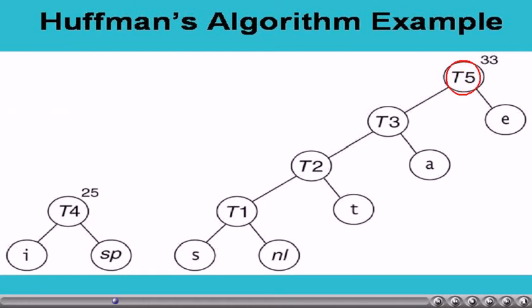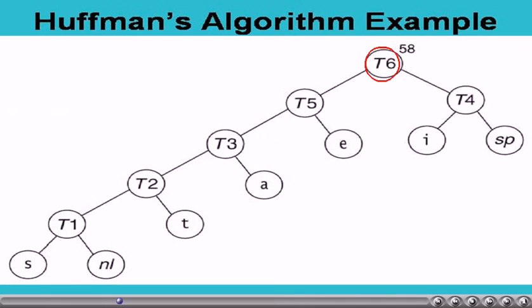Now, the next smallest two, that is the internal node T3 and the symbol E, are joined, forming another new internal node T5 with frequency 33. Now, the internal nodes T5 and T4 are added, and a new internal node T6 is created. That becomes the root node for this data.